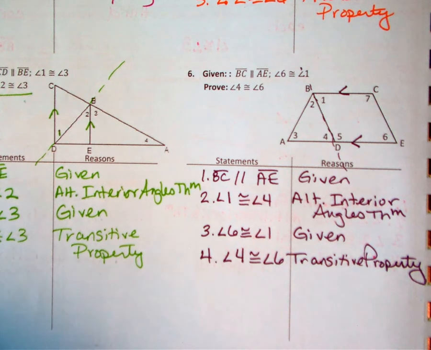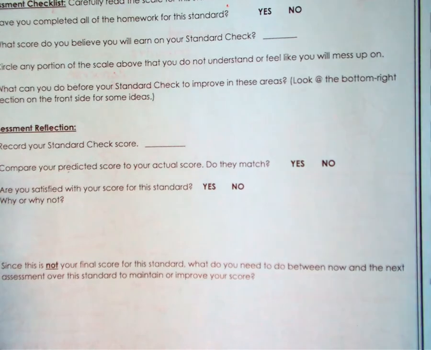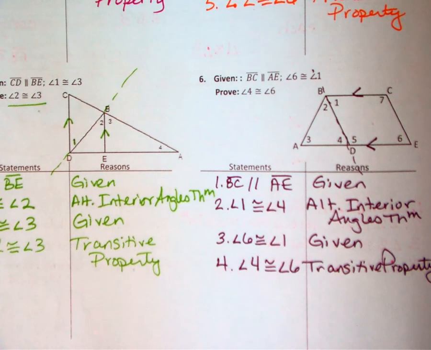Okay, probably should be putting a transitive property of congruence. Oh, they just have transitive properties, so we can leave it. Okay.